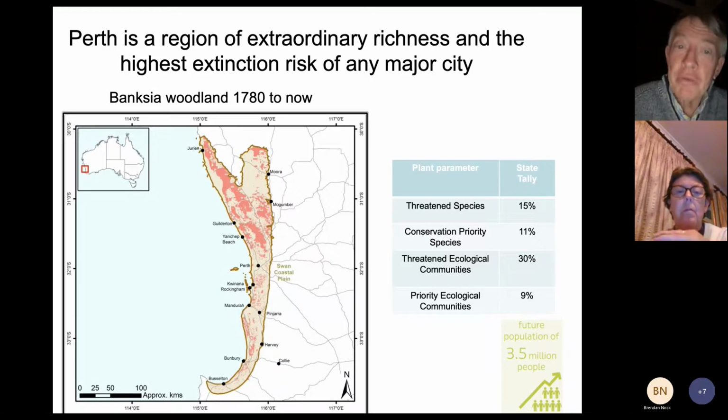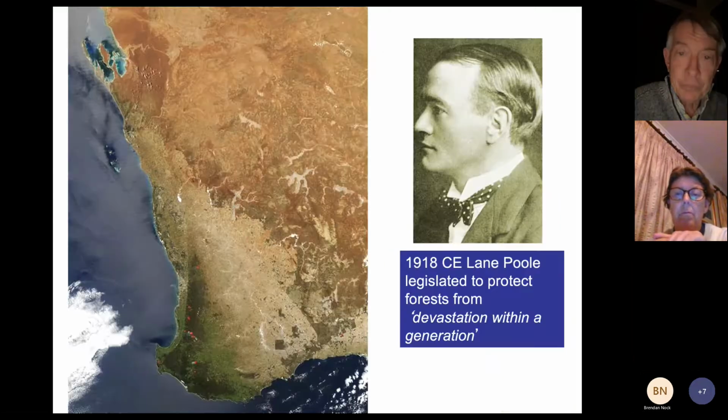Of course, the consequences of this are that the specialised feeding habits of Carnaby's cockatoo on Banksias, with its shortened mandible, has meant that we've also taken that magnificent bird to the brink of extinction.